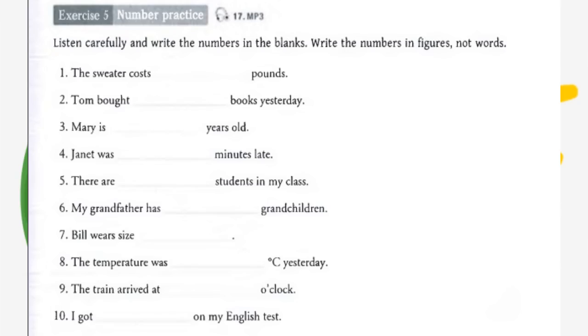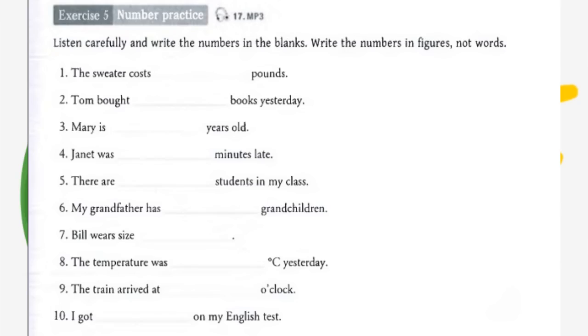Exercise 5. The number practice. Listen carefully and write the number in the blank. Write the numbers in figures, not words. Number 1. The sweater costs £46. Number 2. Tom bought 13 books yesterday.